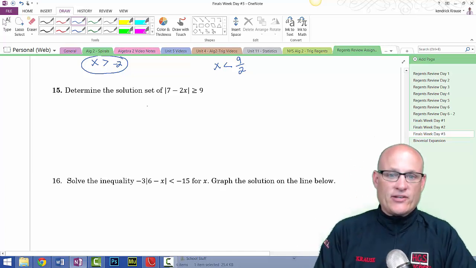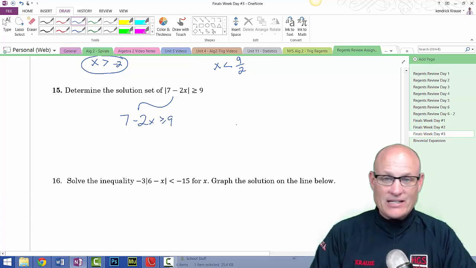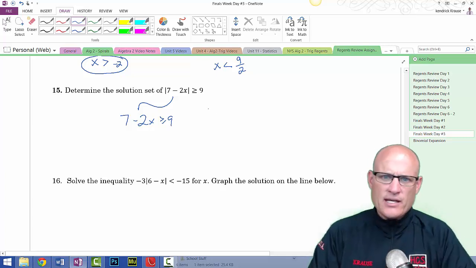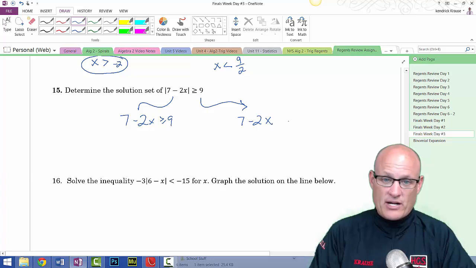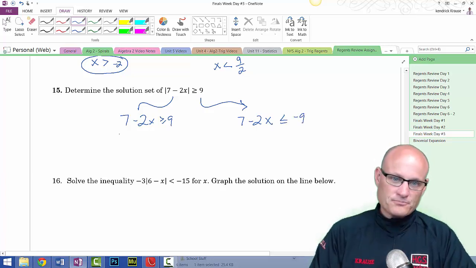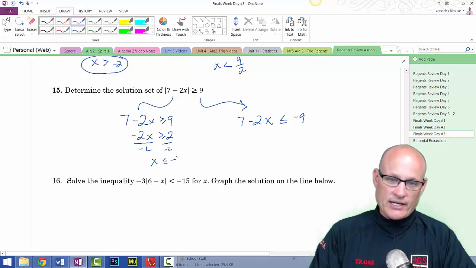Isolate the weird thing. It's isolated, so now we're going to split it. The original 7 minus 2x greater than or equal to 9, exactly as it is with no absolute values. And then we're going to isolate, 7 minus 2x. Notice we don't mess with the left side, but everything else changes. So this gives me negative 2x is greater than or equal to 2. Divide by negative 2, divide by negative 2, and I get x is less than or equal to negative 1.